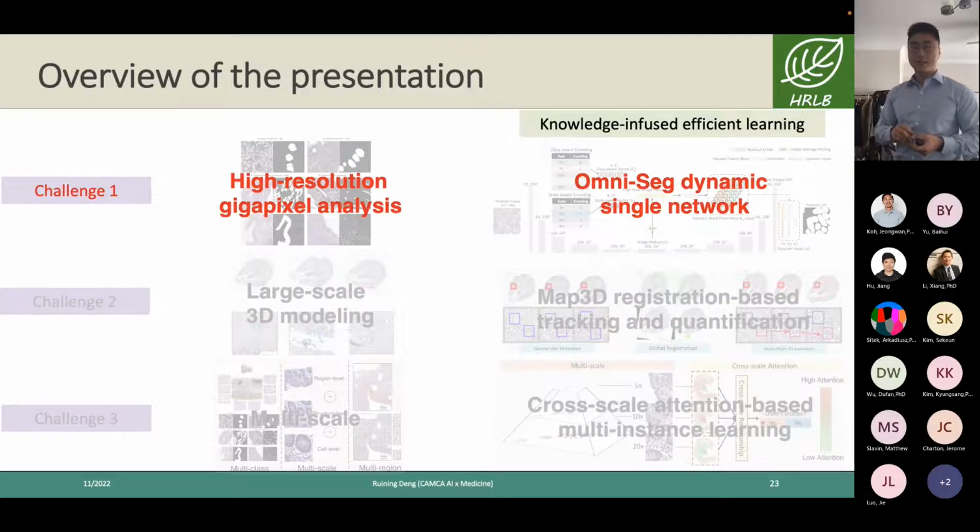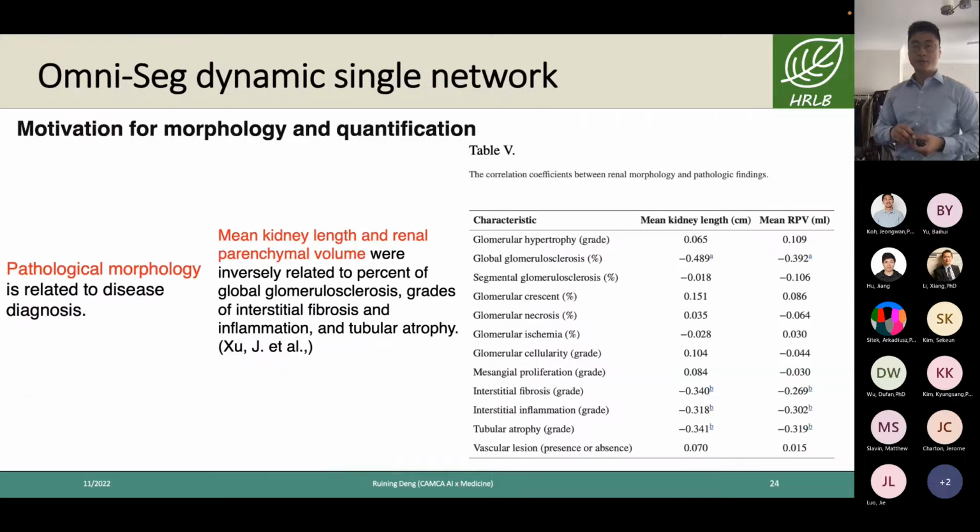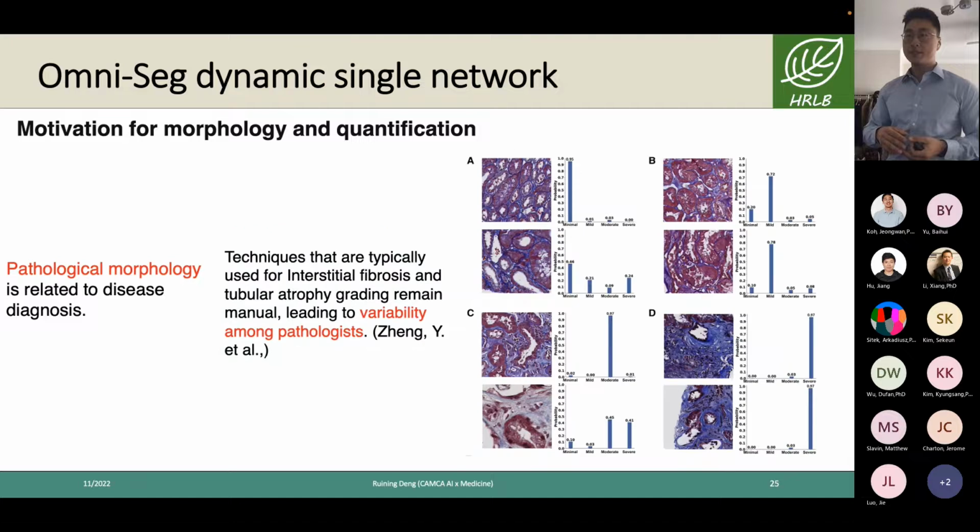So let's look at the first challenge. Quickly recap the motivations. The quantification results are heavily related to the disease diagnosis, and the human examinations from pathologists have big variations. Therefore, we need dense object quantification and segmentation to support pathologists in making a decision.